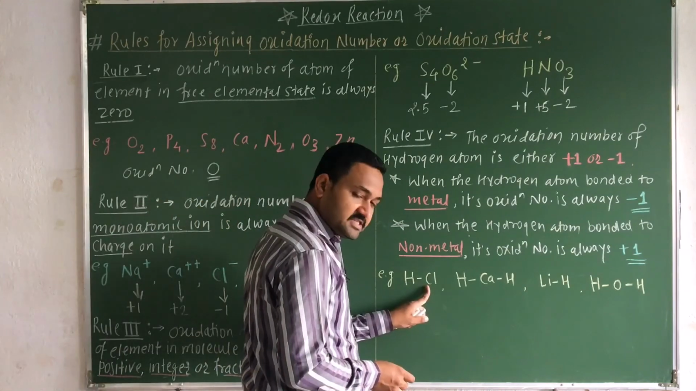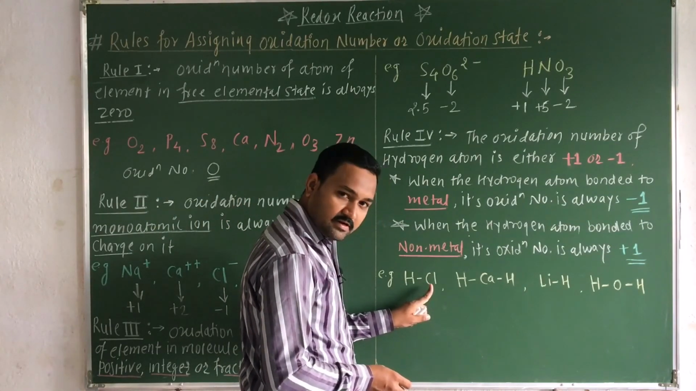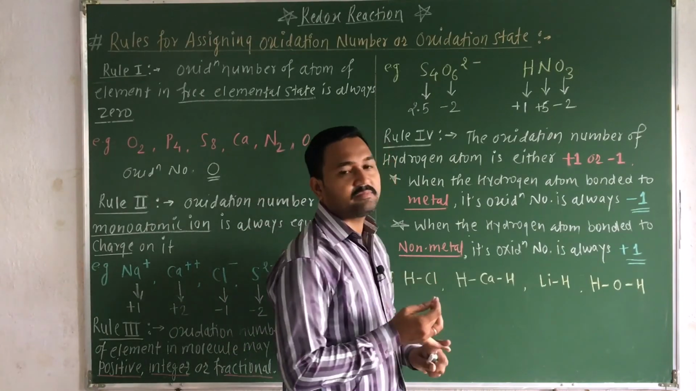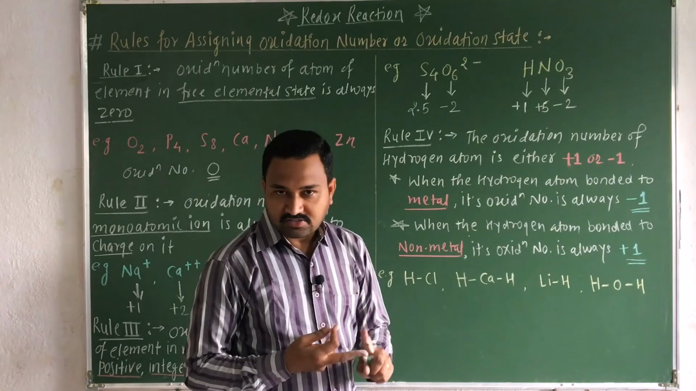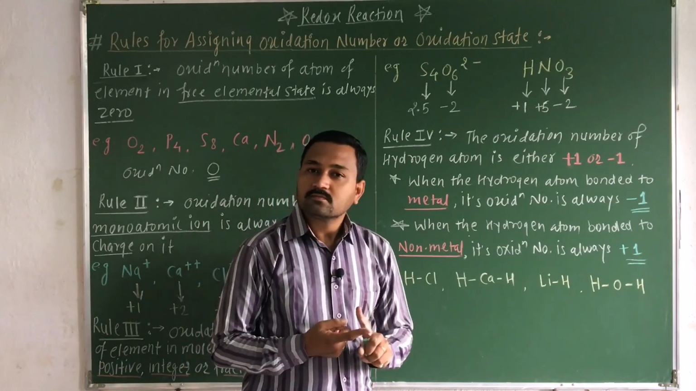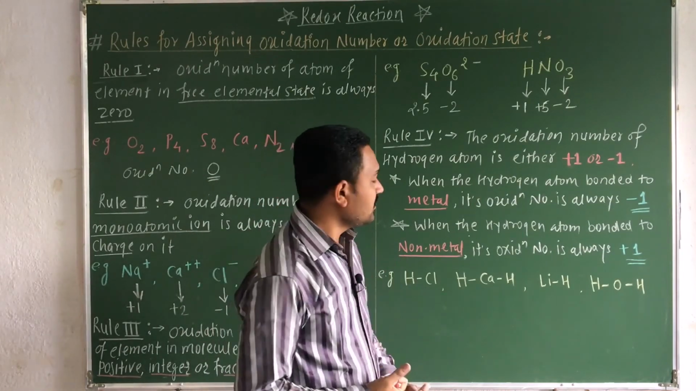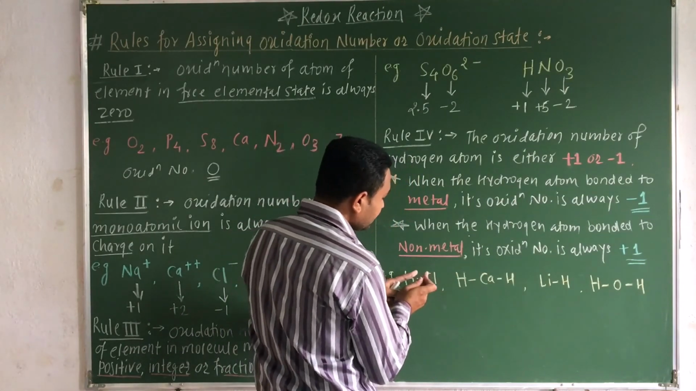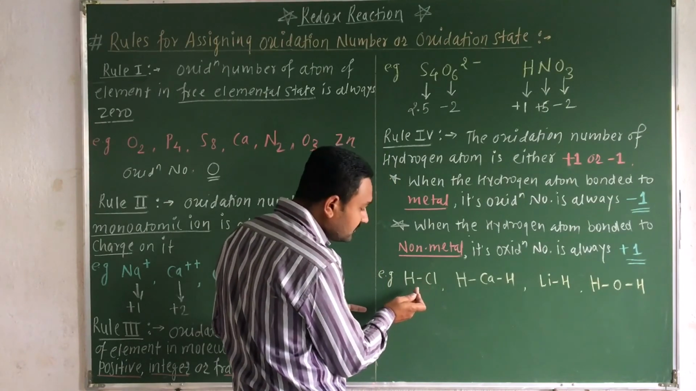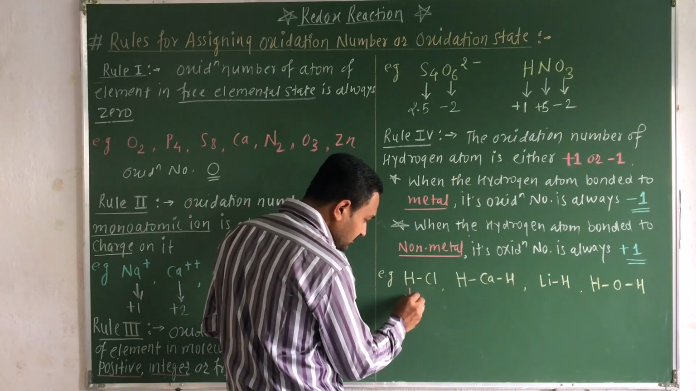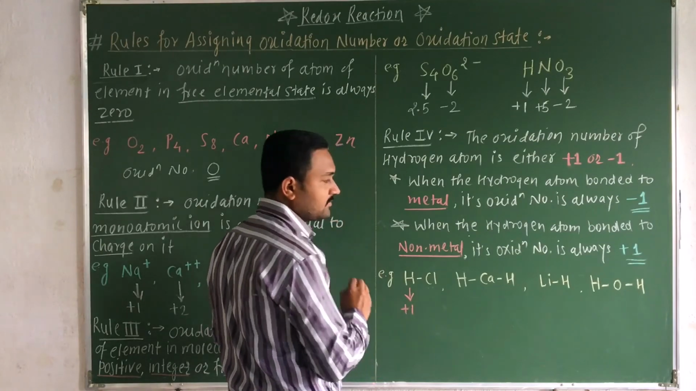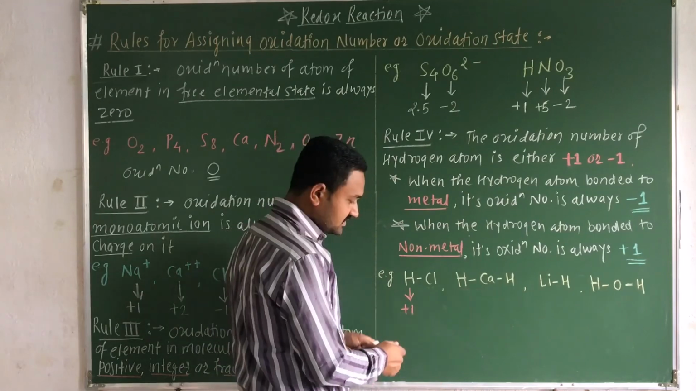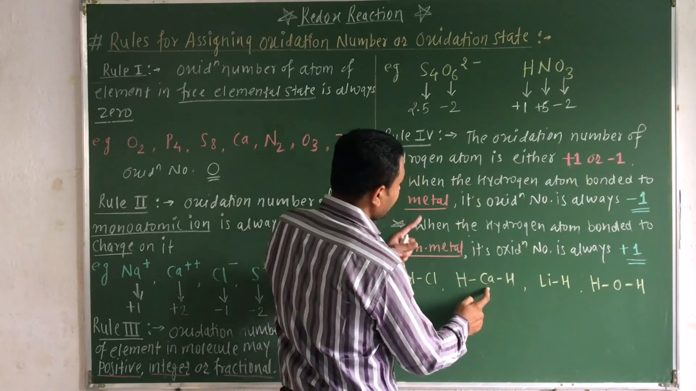Okay, HCl, chlorine is an electronegative element. Okay, so remember, it is a non-metal, your carbon family, nitrogen family, oxygen family. Okay, then your halogens, they all act as non-metals. Hence, whenever the hydrogen atom is bonded with the non-metal, its oxidation number is considered to be always +1. Okay, by our rule.